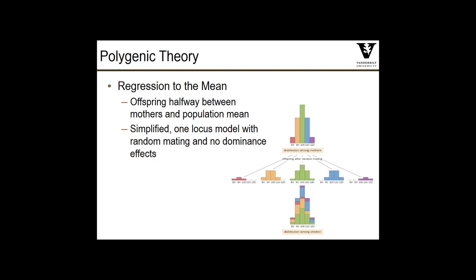Whereas the regression to the mean idea is just that if you're assuming random mating within a population, rather than these individuals at the high end of the distribution staying there, they're going to move towards the middle, just because you're assuming that the distributions across the two populations are going to be identical.